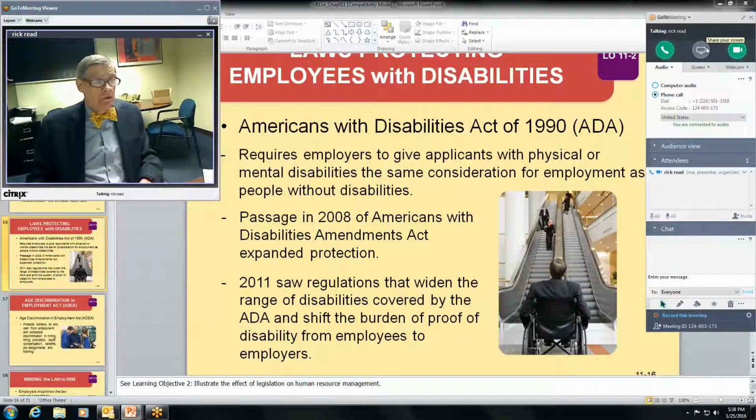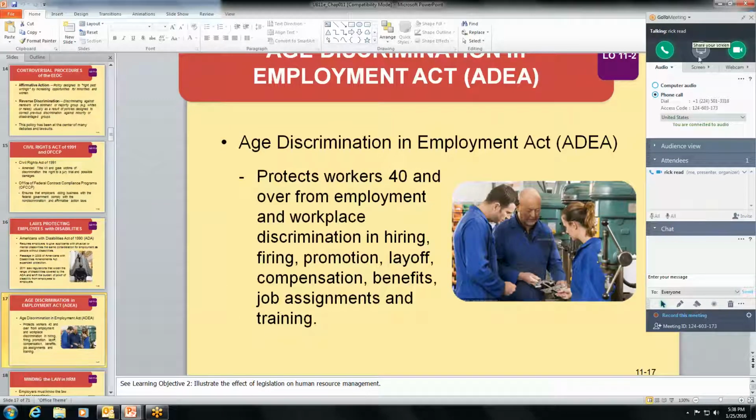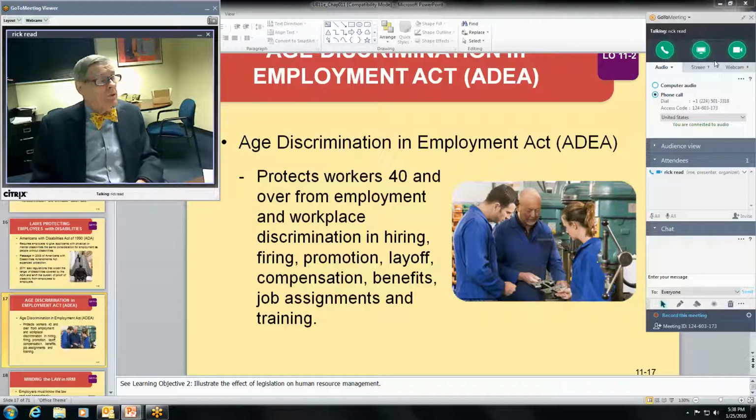Age discrimination protects people who are age 40 and over from arbitrary decisions. And again, it covers a laundry list of promotions, firings, etc.